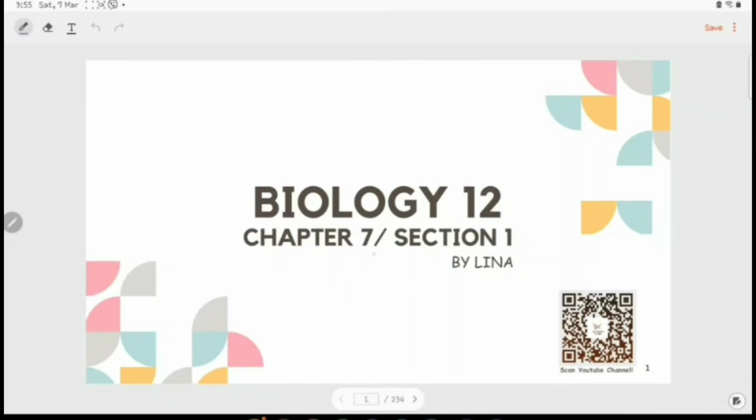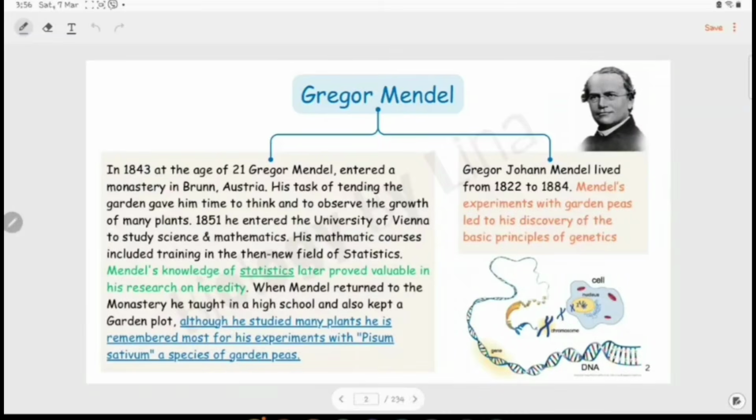Is the genetic factor. We will talk about genetics, and we have two sections. In section 1 we will talk about introduction to genetics and about Gregor Mendel, his observations, results, and conclusion of his experiment. And in section 2 we'll talk in detail about the crosses of monohybrid, dihybrid, test cross, and the others. Now let's start with section 1.